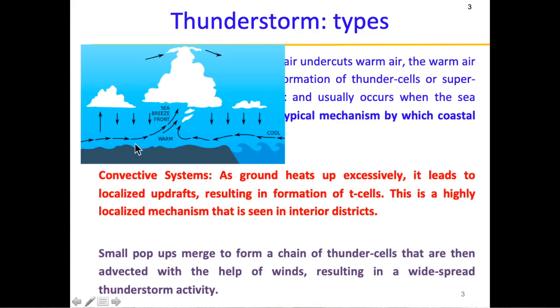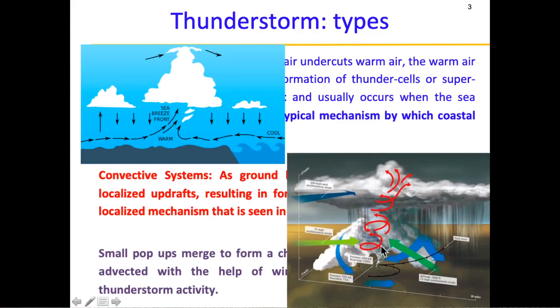The sea breeze has to be not very strong, because otherwise the sea breeze will just penetrate inland and will not allow the formation of thunderclouds very close to the coastal region. That's why most of the time interior places get a lot of thunderstorms, because the winds usually meet in the interior places.